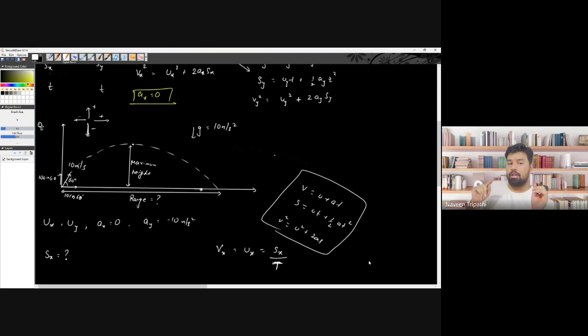The only thing is that we need to find capital T for finding Sx. If we somehow get capital T, the total time it took for the entire journey, we can clearly find Sx. We already know Ux. Now, how do you get capital T? Since this was capital T, this would be capital T by 2, half the journey in the x-axis.